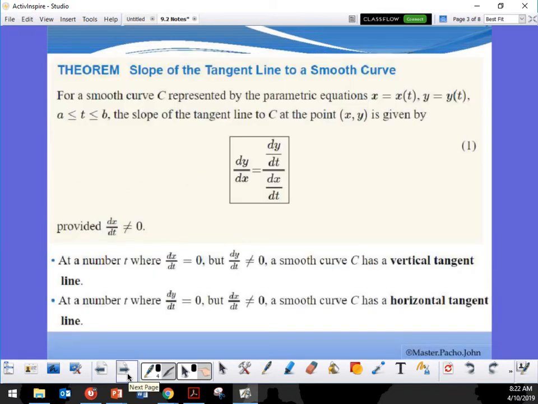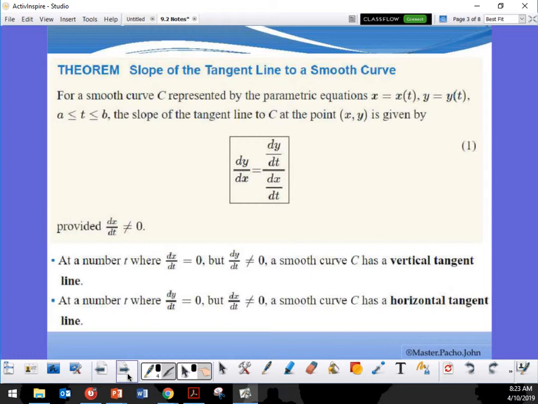To find the derivative, it's derivative y over derivative x, provided that dx/dt is not equal to 0, because that would be undefined. We don't like that. So a number where dx/dt equals 0 and dy/dt equals 0, that means I cannot have the derivative 0 over 0. I cannot have that. So that's the point that we're trying to make.